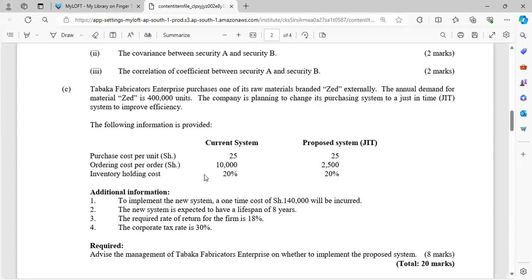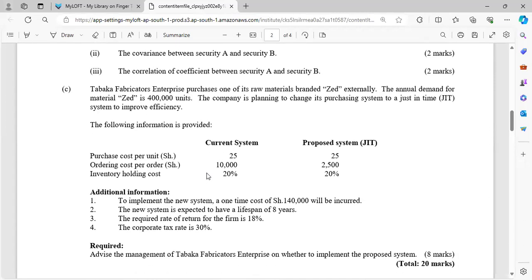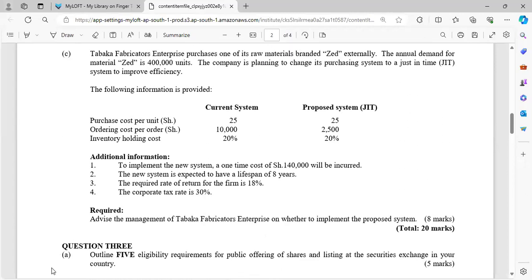Right, we have question number 2C. Someone to read for us, please. Someone to read the question. I think I have already shared. Yes, now who is this someone? Juma. Juma is around.